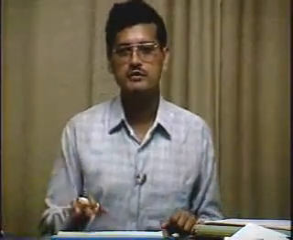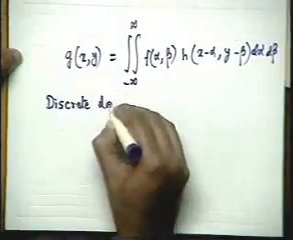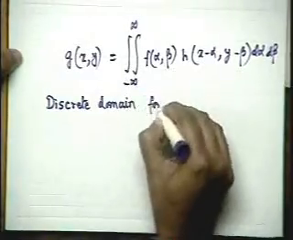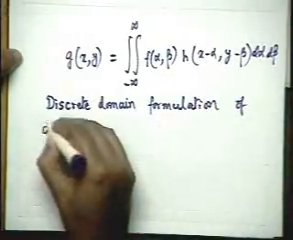Now this was in the continuous domain, but we have to work in the discrete domain. So we must find the equivalent expression for this one in the discrete domain. To do that, let us simplify our problem. Instead of considering a two-dimensional signal, let us begin with a one-dimensional signal. So we are attempting to make a discrete domain formulation of the degradation model.